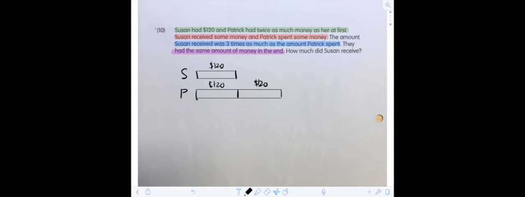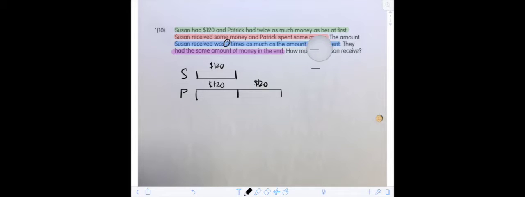Okay, we're going to look at the red portion now. Susan received some money and Patrick spent some money. So Patrick has to reduce some of that money that he has over there, and Susan has to increase. By how much? Okay, so we are saying that the amount that Susan received was 3 times as much as the amount Patrick spent. Okay, so here's a bit tricky. If Susan received 3 times as much as the amount that Patrick spent, which means what's the total number of units? If we were to draw another model to represent the total spendings and receivings.